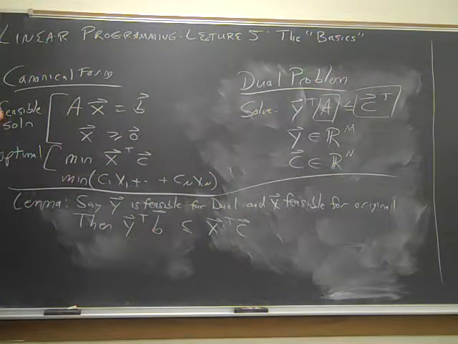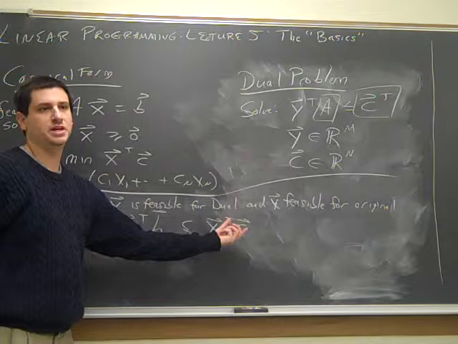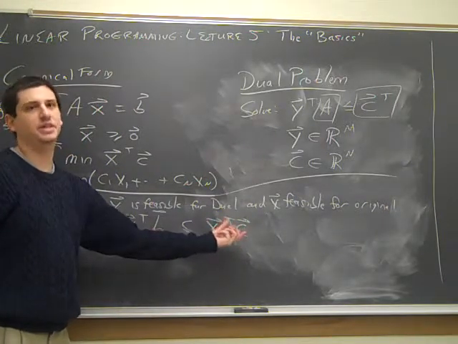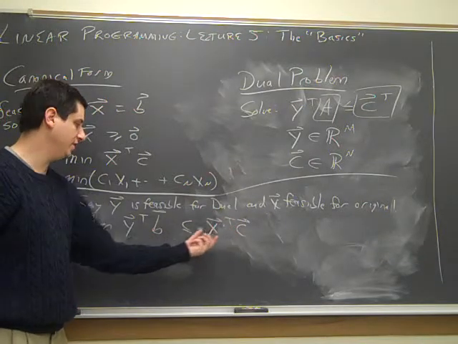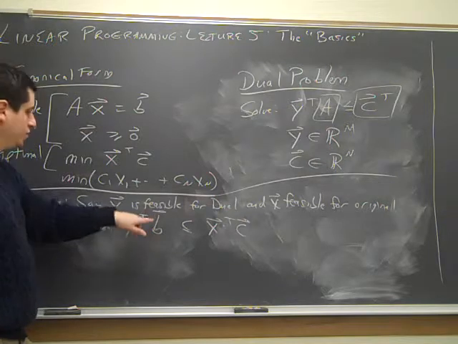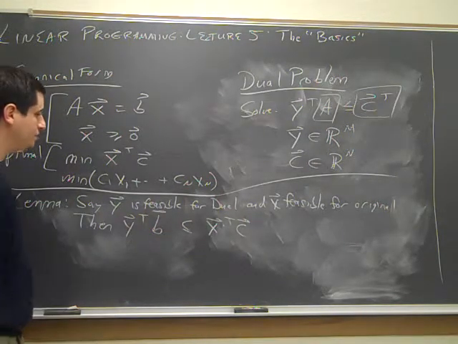So the first thing to check is always, is what I've written down reasonable? Well, X and C have the same dimension, so X transpose C is the same as X dot C. That makes sense. They both live in Rn. Y lives in Rm, B lives in Rm, so yes, this makes sense as well. So let's see why this is true.